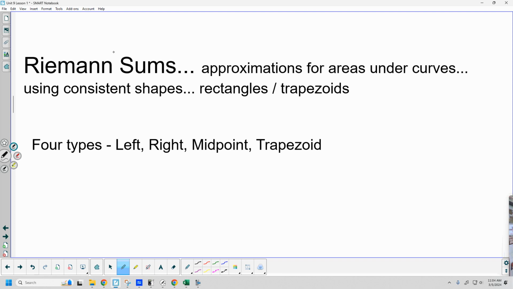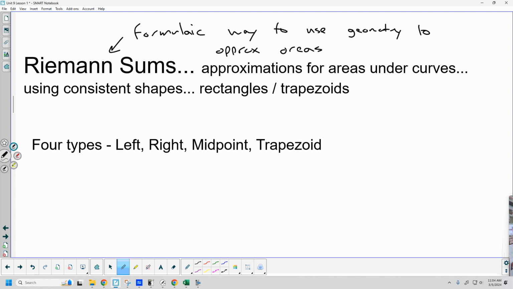A Riemann sum is just a formulaic way to use geometry to approximate area. We will all get the same approximation because we will all be doing the same Riemann sum type geometric process.